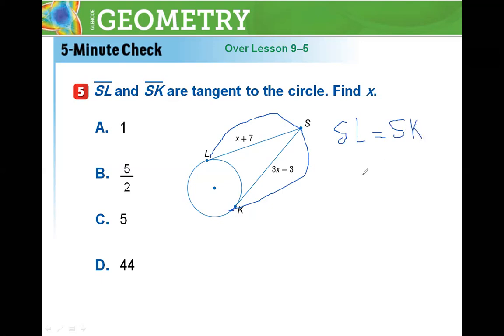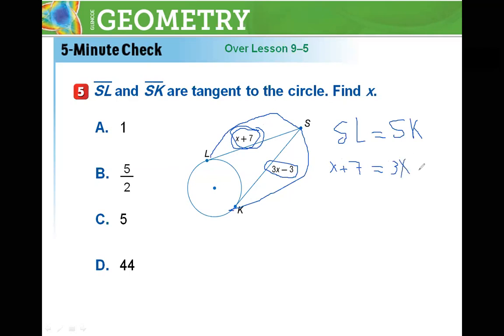Okay, Abdullah? Okay, SL is equal to what? Leave this information now. I'm going to get SL equal to what? SL equals x plus 7. So I just write here x plus 7. And then after that, I'm going to the other side. SK equals what, Abdullah? SK equals 3x minus 3.